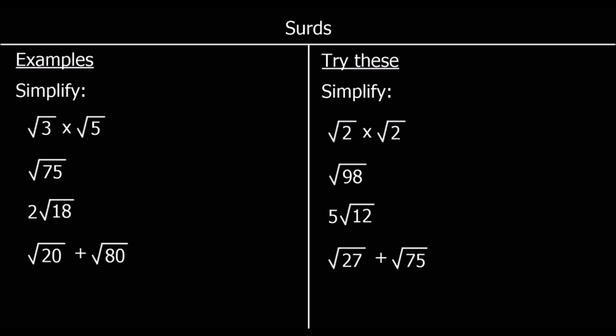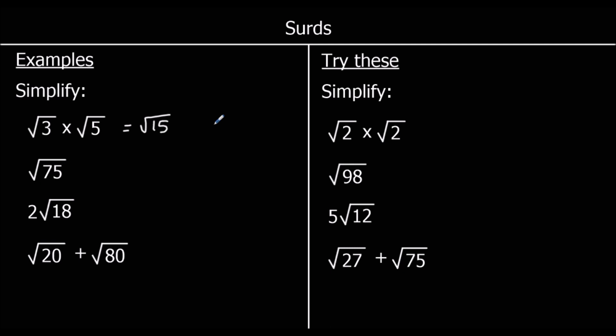Let's get started with simplifying surds. So we've got some examples. The first one is root 3 times root 5. So 3 times 5 is 15. So root 3 times root 5 is root 15.